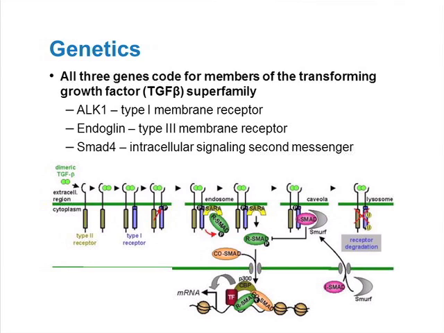ALK1 codes for a type 1 membrane receptor. When TGF-beta binds to the cell membrane, it brings together a type 1 and a type 2 receptor that is then stabilized by endoglin, which is a type 3 receptor, and then the intracellular signaling molecules are a variety of SMADs, like SMADs 1 through 8, and the final pathway is they all finally localize onto SMAD4 that goes into the nucleus and facilitates transcription of various other factors that are involved in proliferation, in apoptosis, in differentiation, fibrosis, etc.